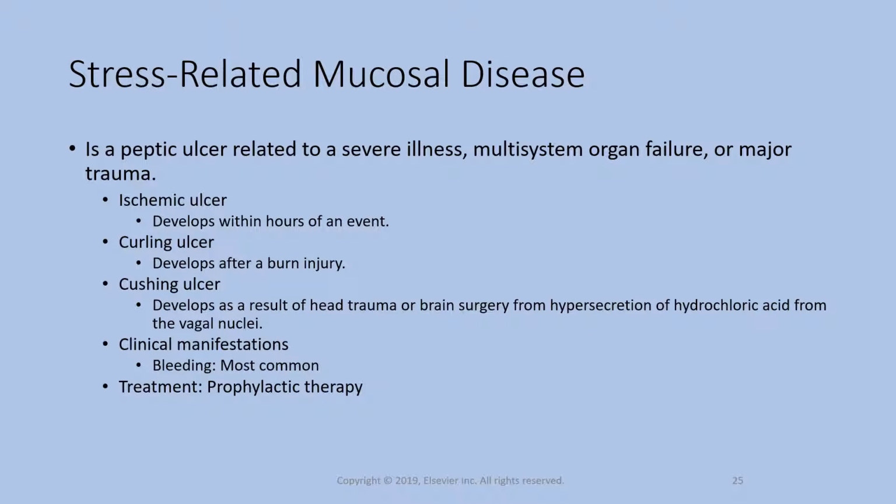Stress-related mucosal disease is peptic ulcers related to severe illness, multi-system failure, and major organ trauma. These are the people who start to bleed after having septic shock or major trauma. Ischemic ulcer develops within hours of the event. Curling ulcer develops after a burn injury. Cushing ulcer develops as a result of head trauma. The clinical manifestation is bleeding, and the most common treatment is prophylactic.